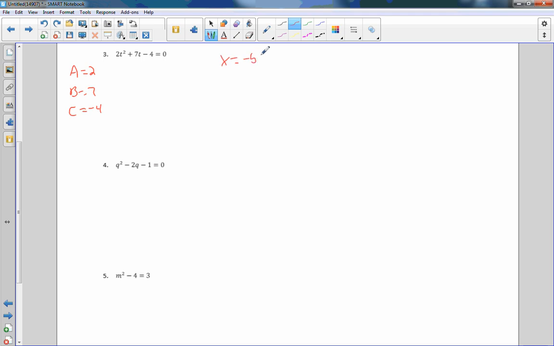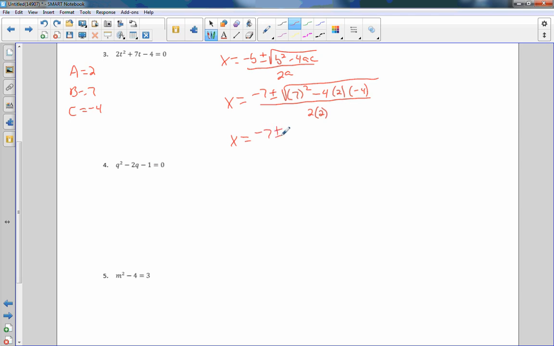X equals negative b plus or minus the square root of b squared minus 4ac all over 2a. X equals, now we're substituting, negative b is negative 7, plus or minus the square root of b squared, 7 squared, minus 4 times a times c, all over 2 times a. X equals negative 7 plus or minus.